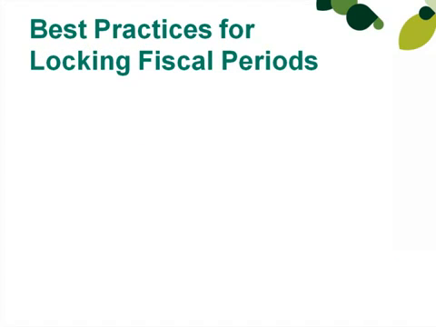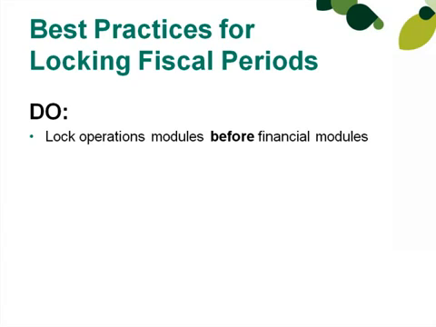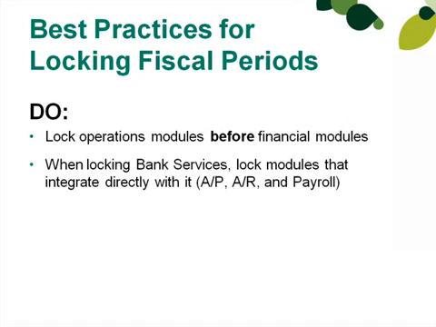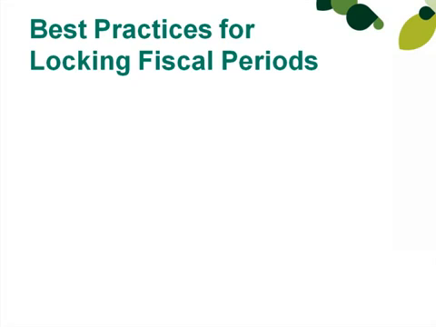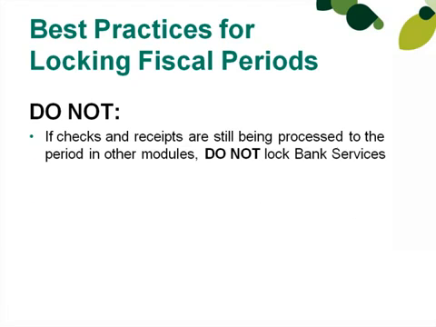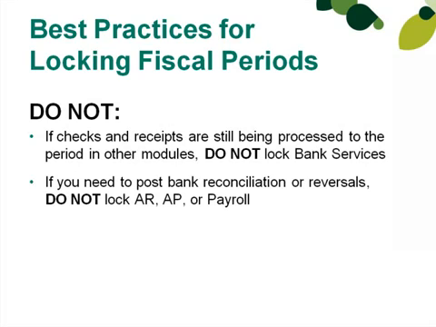In summary, remember to lock operations modules before financial modules. When locking Bank Services, lock modules that integrate directly with it, AP, AR, and Payroll. And create and post all outstanding GL batches for a fiscal period before you lock it for GL. You should not lock Bank Services if checks and receipts are still being processed to the period in other modules. And if you still need to post bank reconciliations or reversals, do not lock AR, AP, or Payroll.